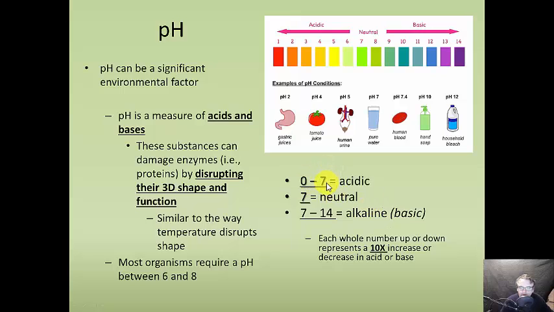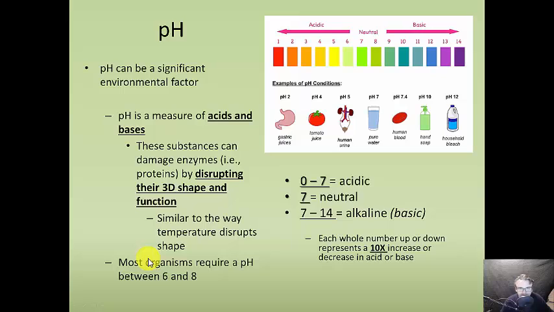So anything between 0 and really say 6.9, just below 7 really, will be considered acidic. Exactly at 7 you have neutral. Anything above 7 all the way to 14 is considered basic. Now one more thing to point out here.